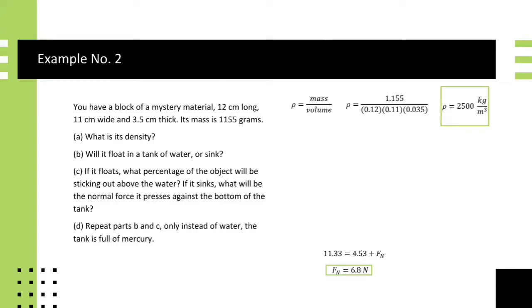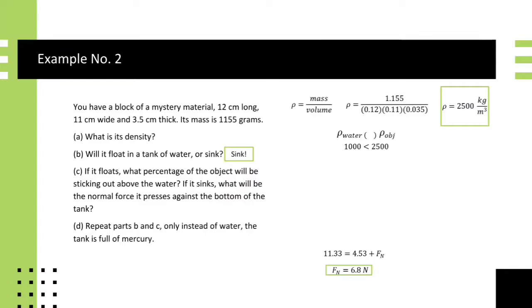So, proceed to letter B. Will it float in a tank of water or sink? Sa tingin nyo, sa ganyang density na 2,500 kilograms per cubic meter, will it float or will it sink? So, check nyo. Ano ba yung density ng water at ano ba yung density ng object? Yung density ng water is 1,000, at ang density ng object is 2,500. Which is, the density of the water is less than the density of the object. Meaning, the object will sink. Ganun lang. Dali lang. Higher density, it will sink. Lesser density than the liquid, it will float.